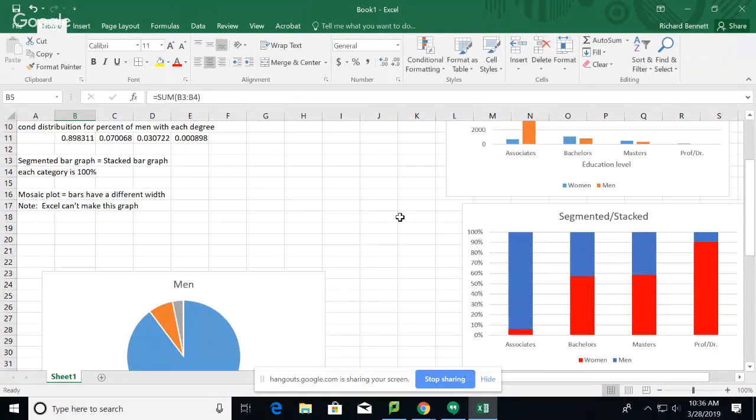See, in this case, now you can see some big differences here. And so this is kind of useful if you have big differences, because you can kind of see, wow, the women are getting all the PhDs, the men are hardly getting any associates. Okay? So that's kind of useful when you see that. Does that make sense?